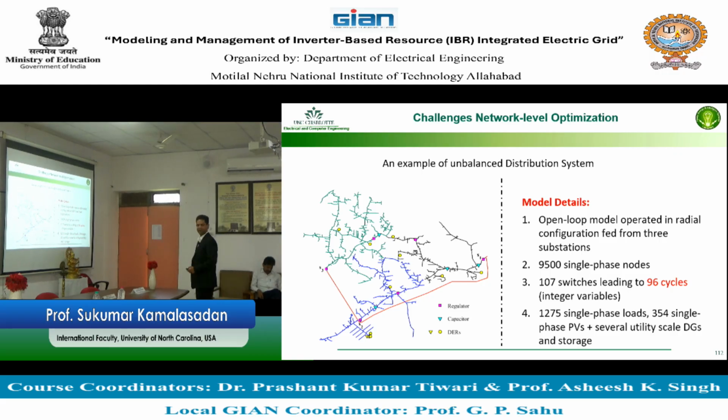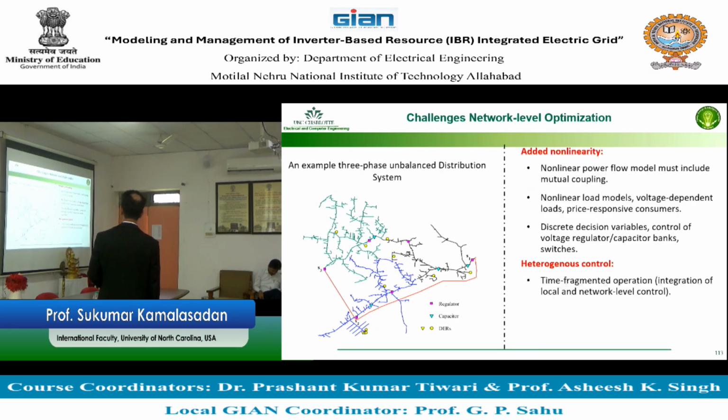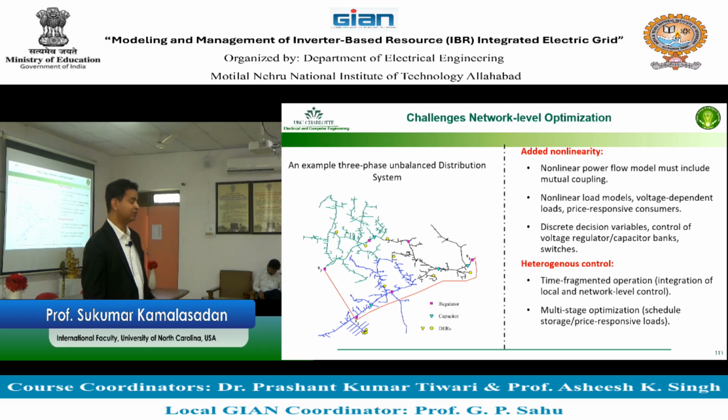Here is a real optimization problem. This is a network, a real feeder, which is unbalanced, which has 9,500 single phase nodes, 107 switches, 1,275 single phase nodes, 354 single phase PVs, and then DGs and storage. So if you want to really work on a field-like problem, you can see the number of variables and decision variables and things like that. So that's a very important question.